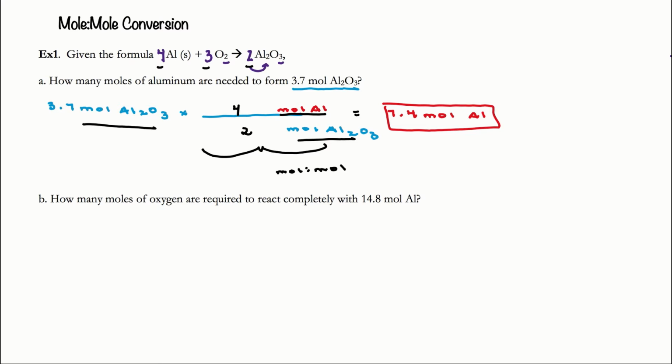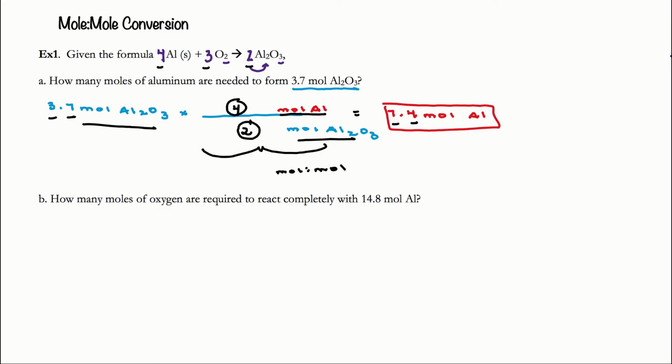And then finally, notice that I have 2 sig figs in what I'm given, and I gave you 2 sig figs for your final answer. I'm not going to be using these coefficients for sig figs because those are exact values. I am counting the number of moles. Okay? Let's try one more mole-to-mole conversion.